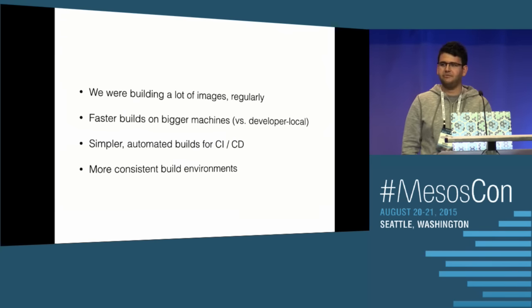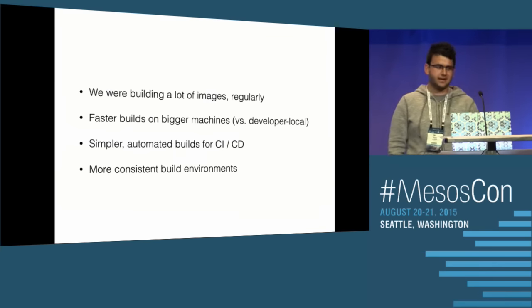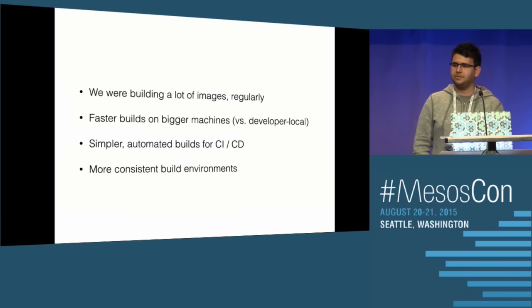We also wanted to have faster builds. So for example, if you're compiling, say, Mesos from source, it can take a few minutes, 10 minutes. If you're running it on your Mac, it might take half an hour, or it used to take half an hour. So maybe you want to run builds faster remotely. So that was one thing. And also, we wanted more consistent build environments.